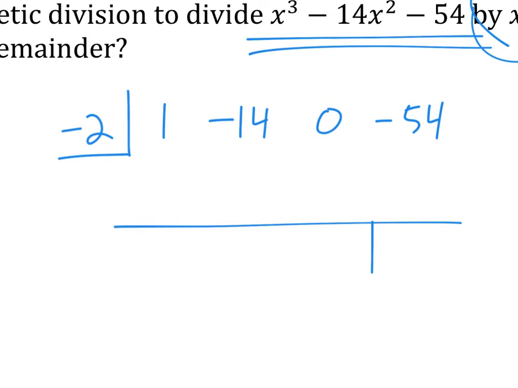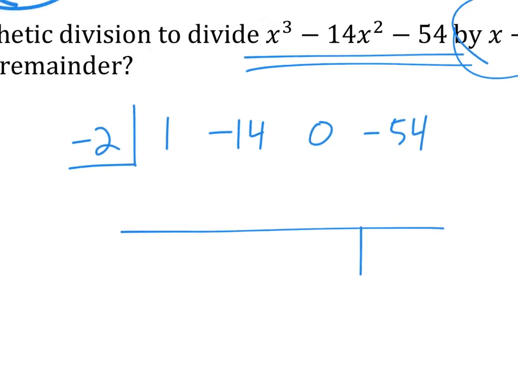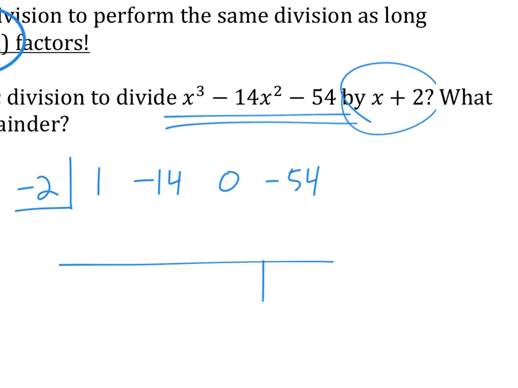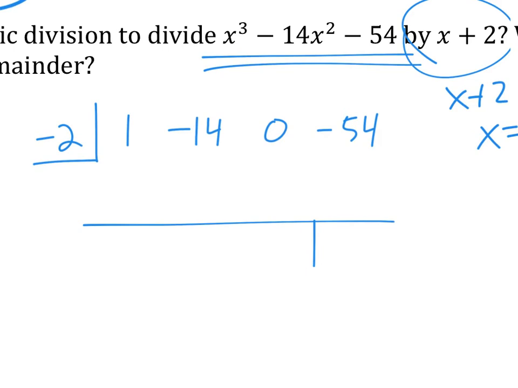So again, why did you get negative? Because x plus 2 equals 0, x is equal to minus 2. Okay. The first step to synthetic division is you drop this first number straight down.